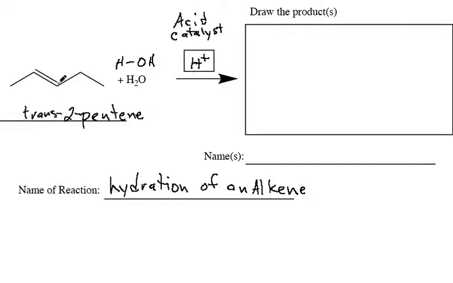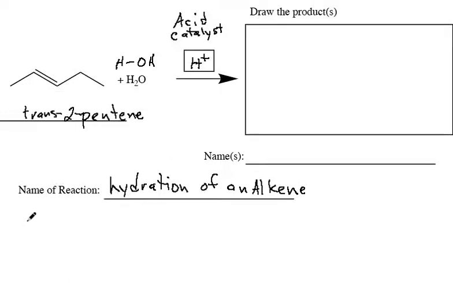In this case, both carbons have the same amount of H. And both carbons are connected to 2 carbons. This carbon has 1 carbon, 2 carbons, and 1 hydrogen. This one also has 1 carbon, 2 carbons, and 1 hydrogen. So because the 2 carbons are equal, we're going to have 2 products.